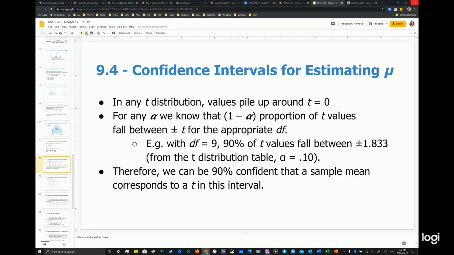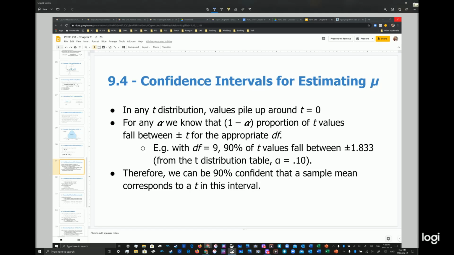So here's another point to help us understand the confidence interval. In any t-distribution, the values would pile around t equals 0. That is the mean of the t-distribution. So for any value that we know, that is 1 minus alpha, that would fall in the plus or minus proportion of t in the appropriate degrees of freedom.